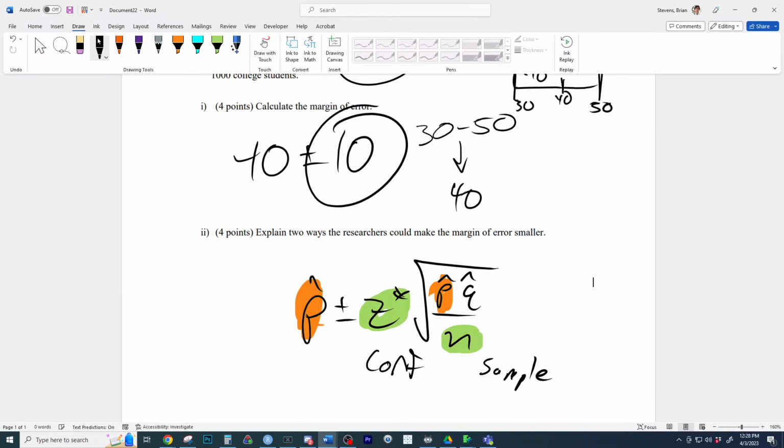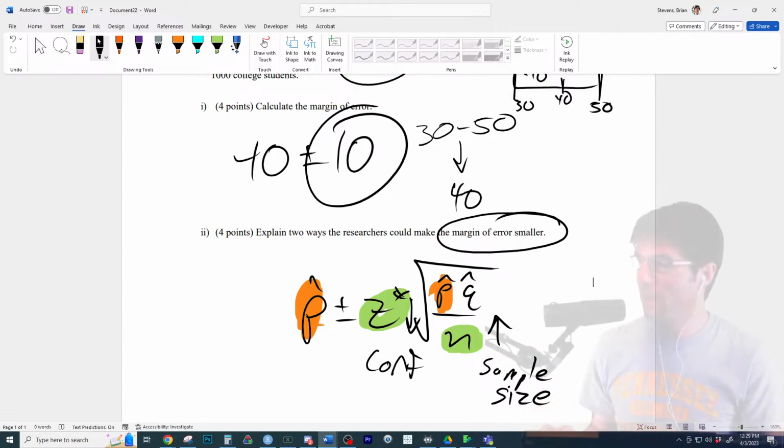We can just change our confidence level and we could change our sample size. So if we want a smaller margin of error, we could increase the sample size. So the sample size could be larger. That would make this equation smaller, or we could go to lower confidence. You're welcome, Rachel, right there. This is not on the test, not on the test.